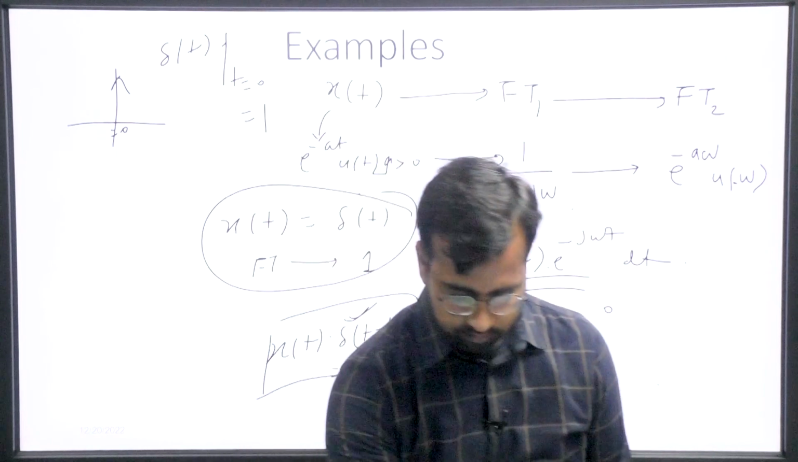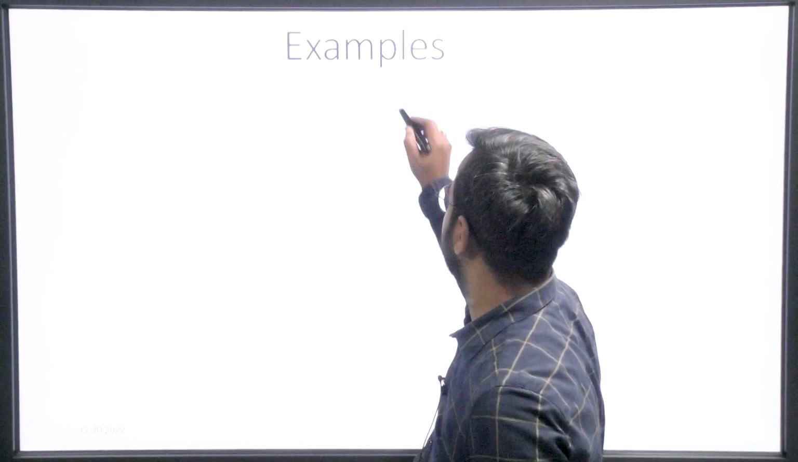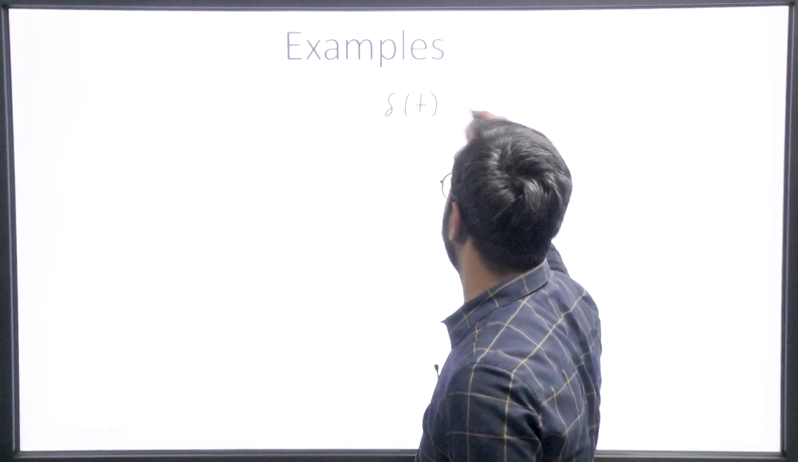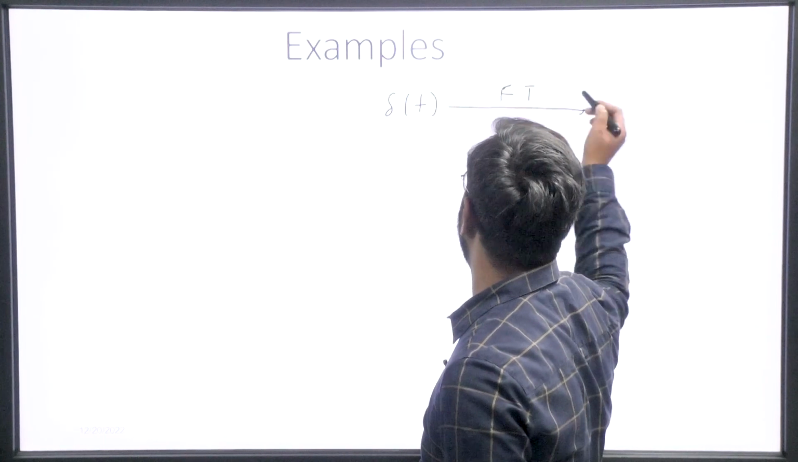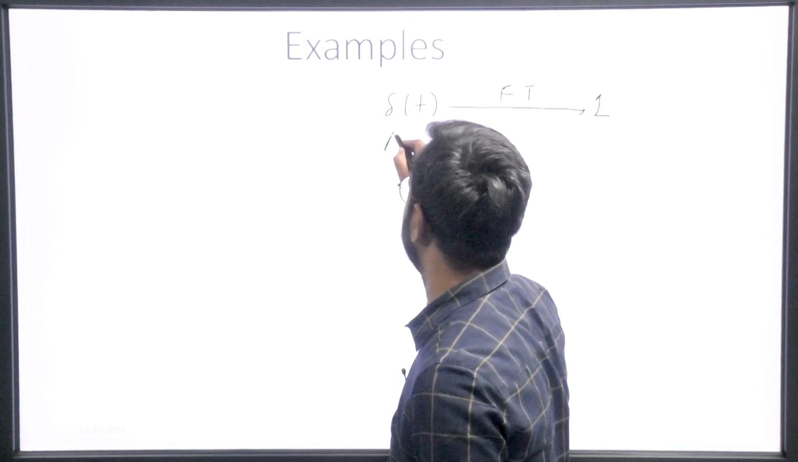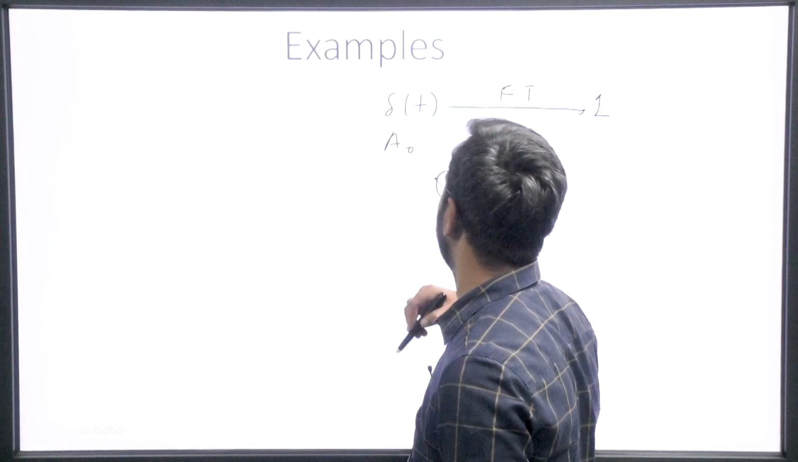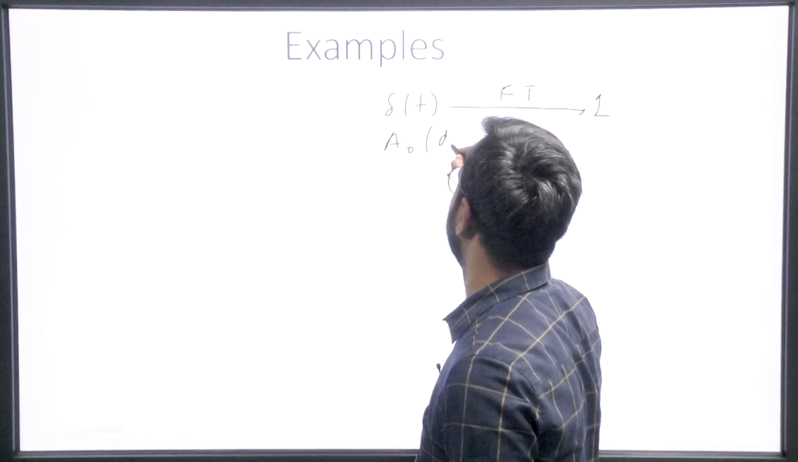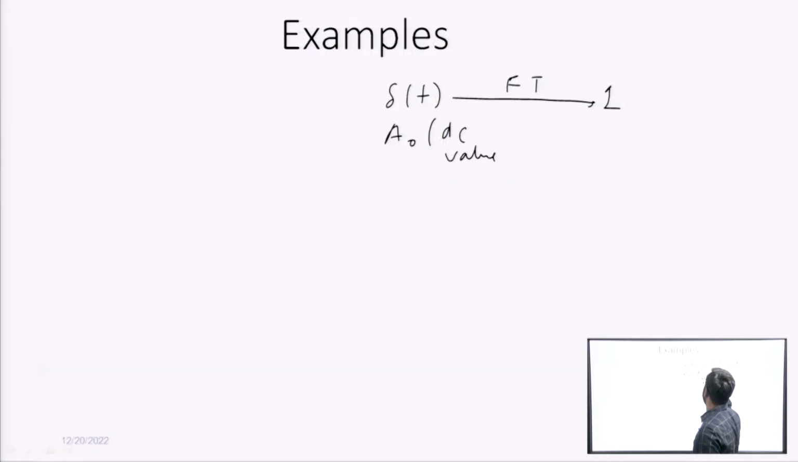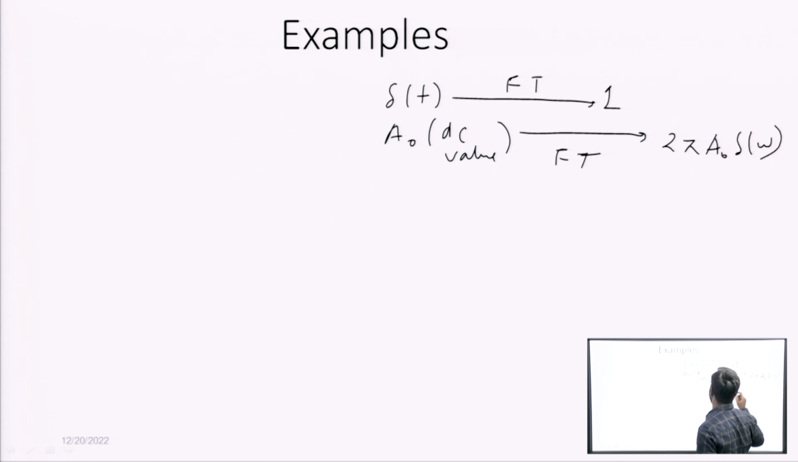Next, again, now suppose the Fourier transform of del t is 1. Now, if someone asks for the Fourier transform of a naught, which is basically a DC value or fixed value, then for this what will we get? We will get the Fourier transform as 2 pi a naught del omega. How will we get this? We just use the property of duality here, and we will get this.